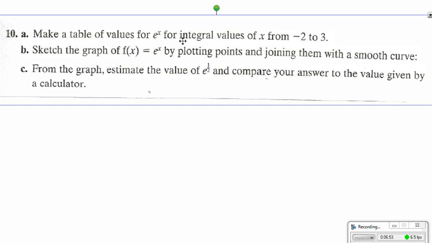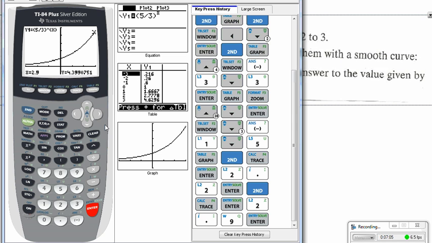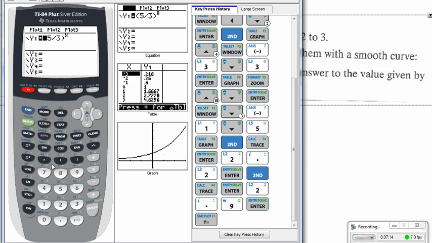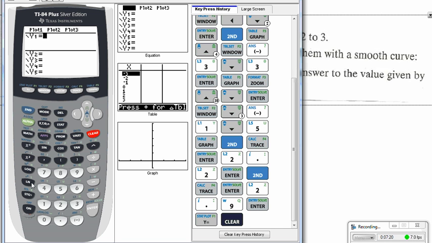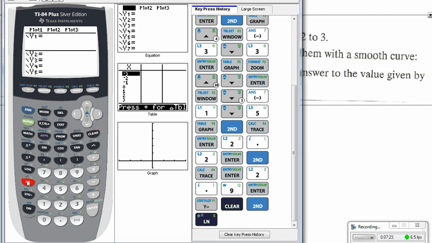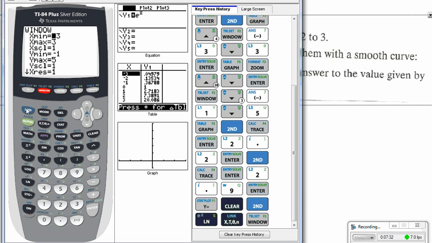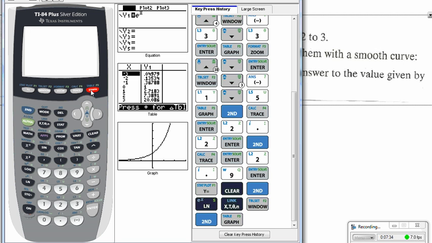Make the table for e to the x from -2 to 3, and then plotting those points, and estimate the curve e to the 1/2. All right, so what we want to do is y equals, now has to be e to the x power. Simply x over there. Now, we want to get the window, actually table, second, table.